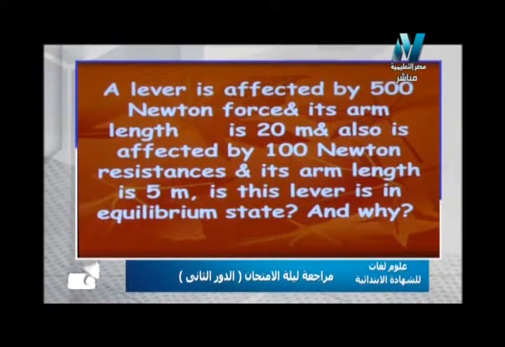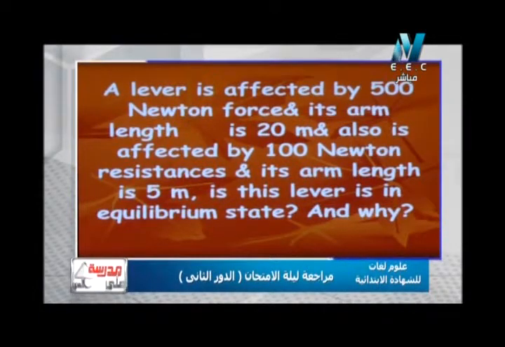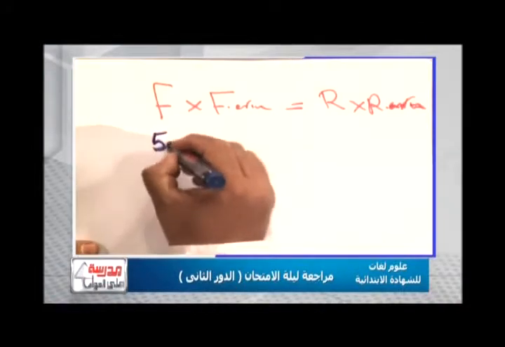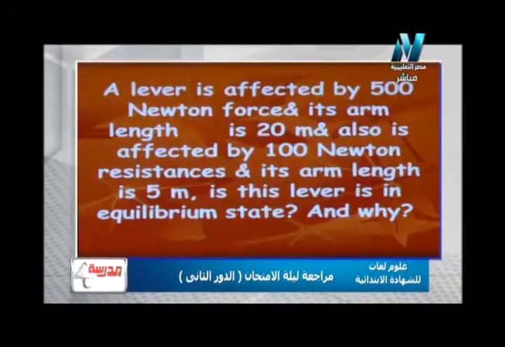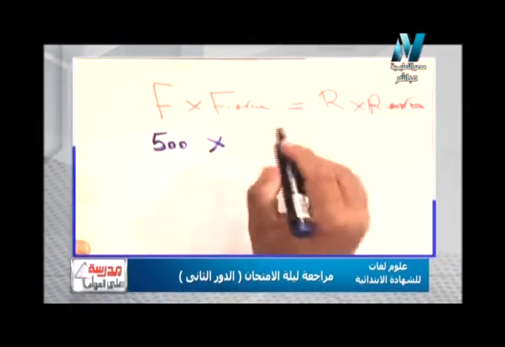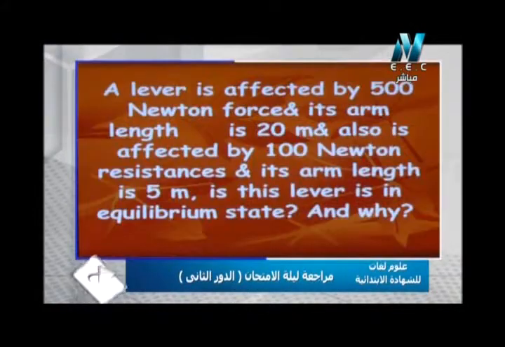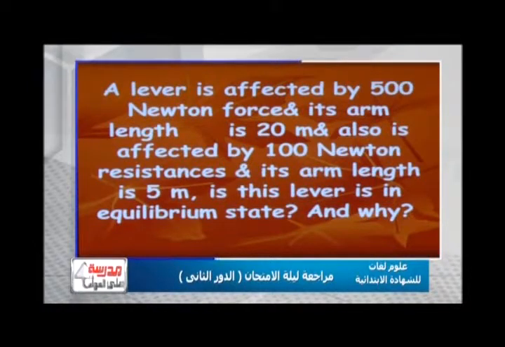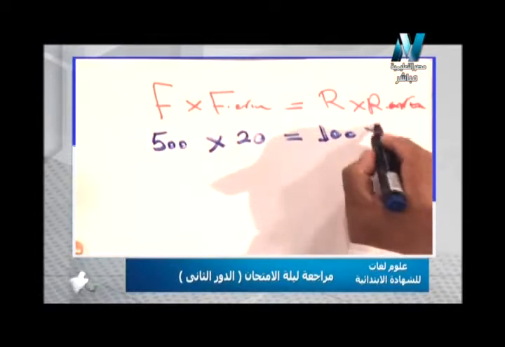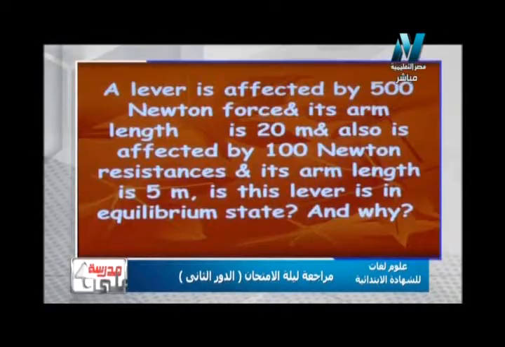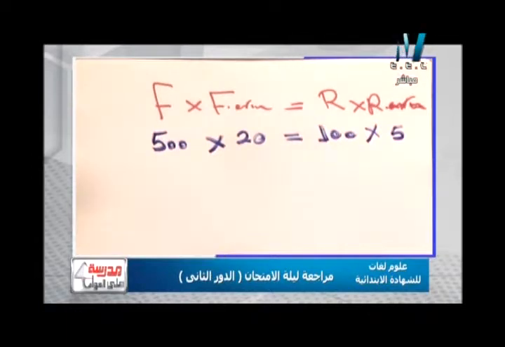So the question says a lever is affected by 500 Newton. I can write this 500 under the effort force, and its arm length is 20 centimeter. So I can write 20 centimeter here. Effort force arm equals. Affected by 100 Newton resistance, 100 resistance here, and its arm length is 5 centimeter. So is this lever in equilibrium?